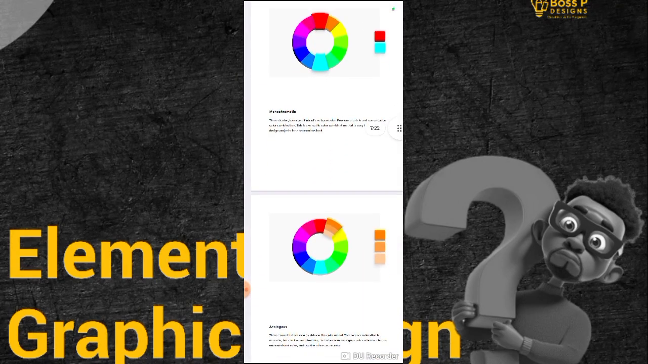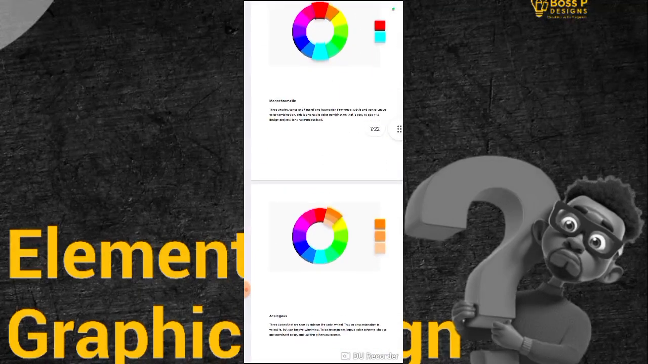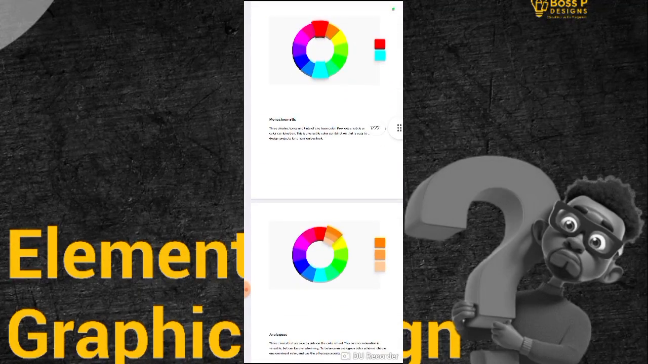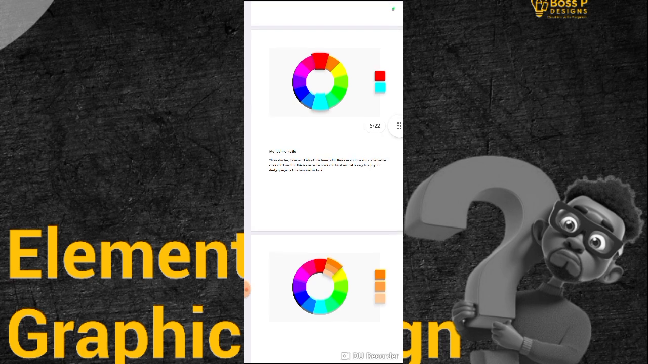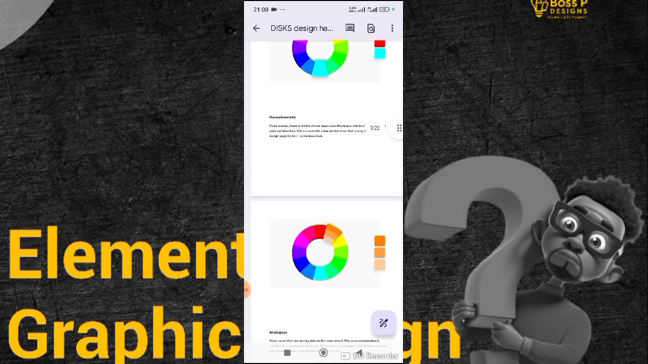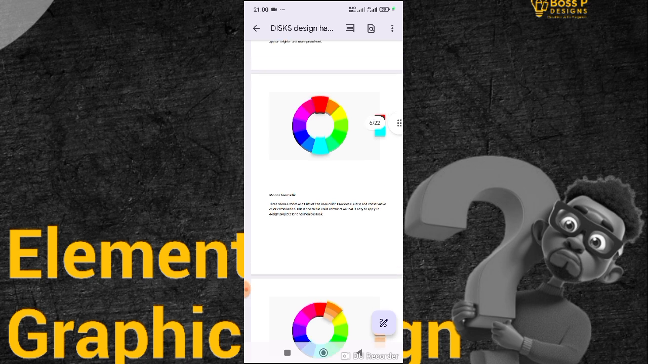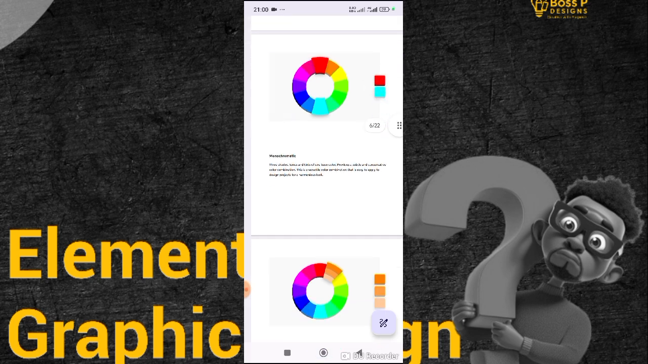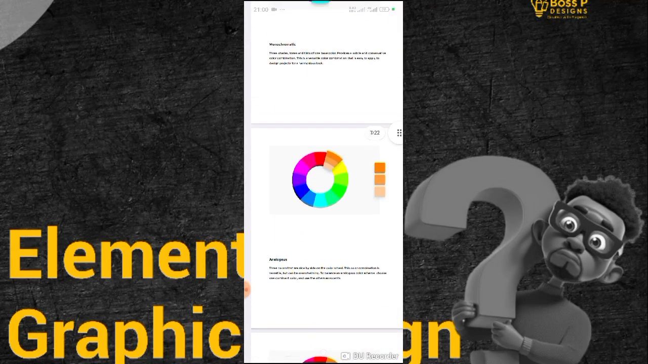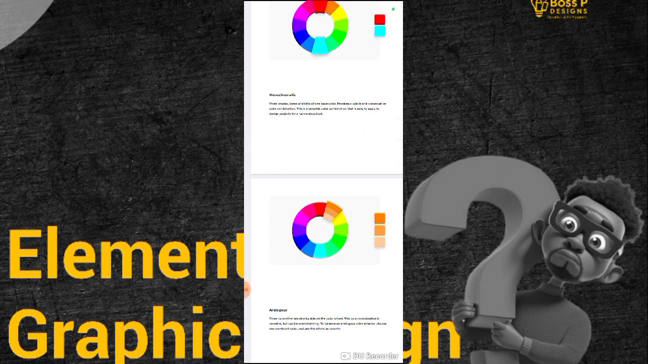Now the next type of color combination we have is the monochromatic color combination. Now they say that three shades, tones and tints of one base color provide a subtle and conservative color combination. This is a versatile color combination that is easy to apply to design projects for a harmonious look, to make it look really good. So you can see the sample of what they are saying.